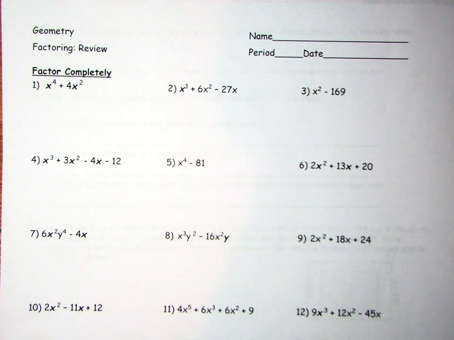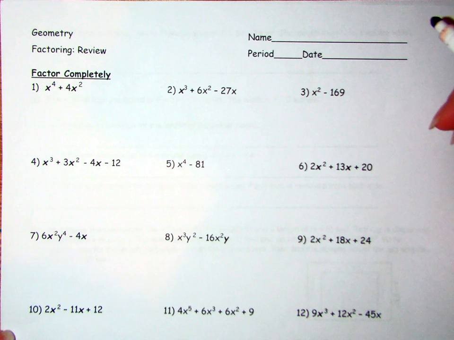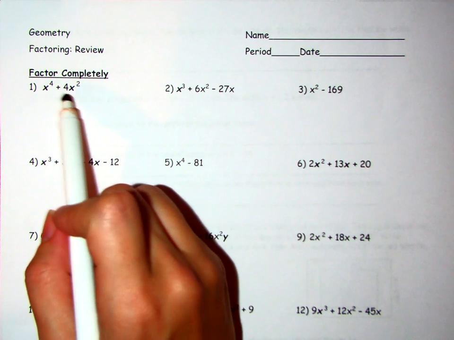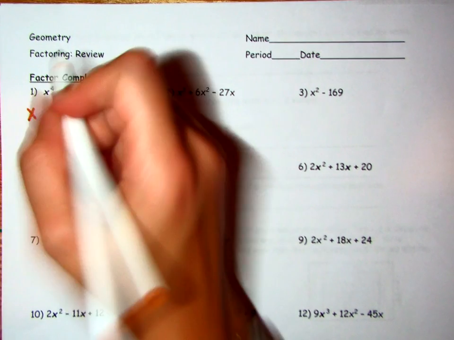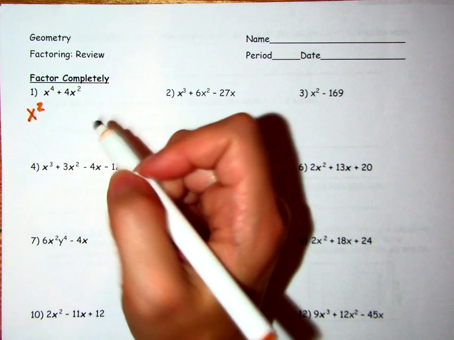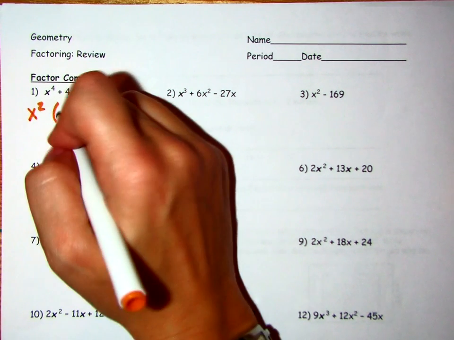This is numbers 1 through 6 on the study guide. When we factor, you always start with the GCF. So we're going to start with that on number 1. And I notice that this does have a GCF. What can we divide out of both terms? Well, they both have an x, and the smallest exponent is 2, which means that's the most we can take out. So x squared times what gives me x to the 4th?